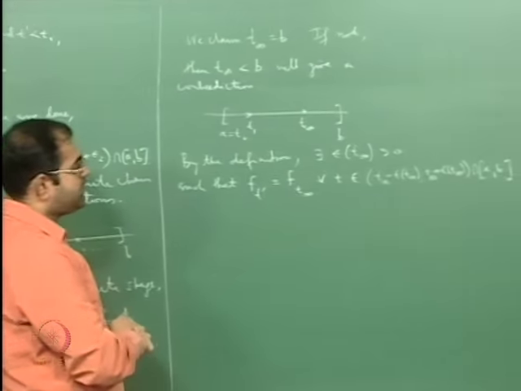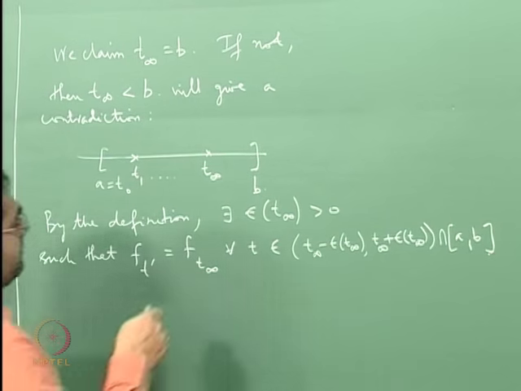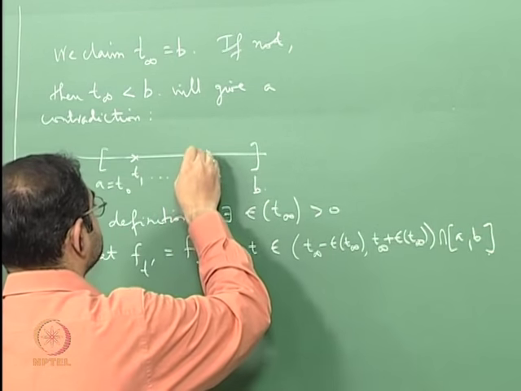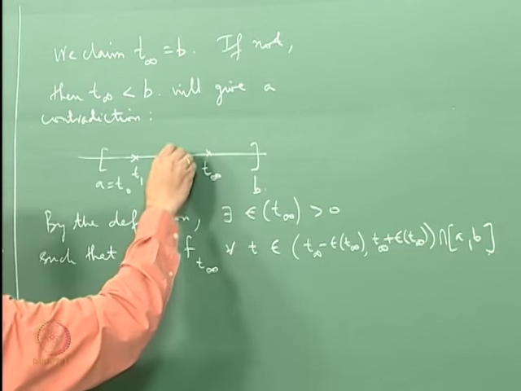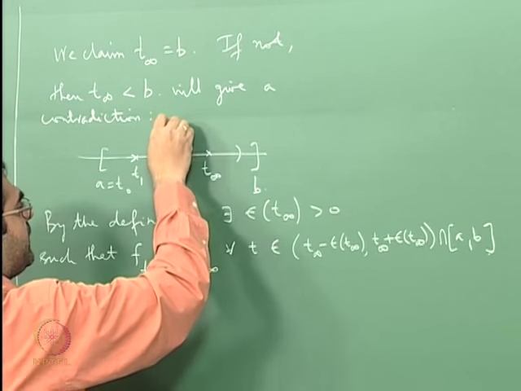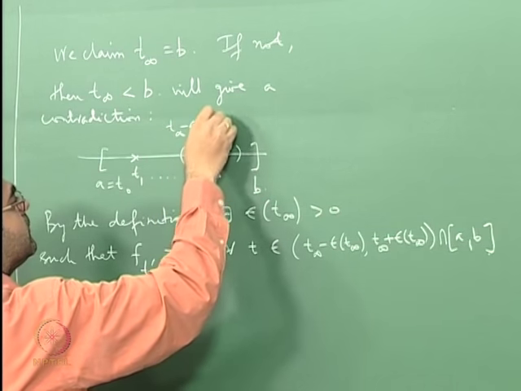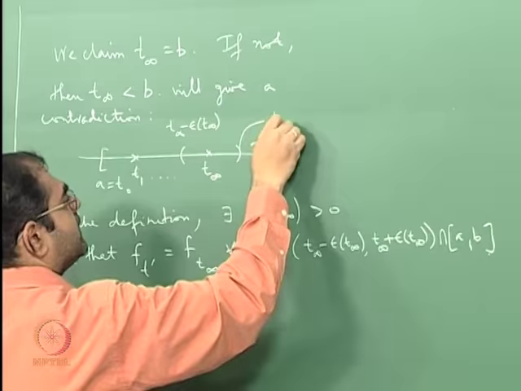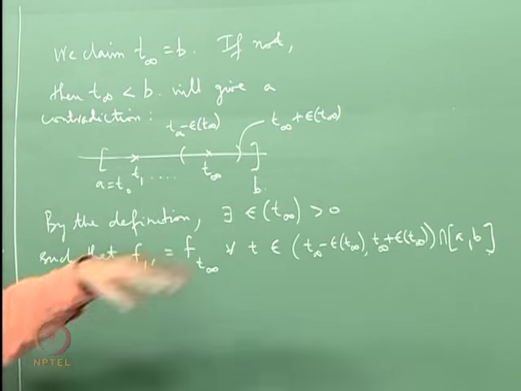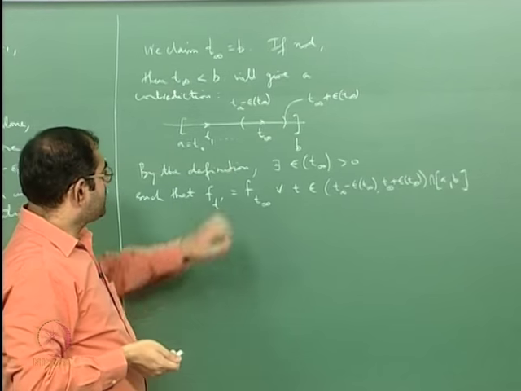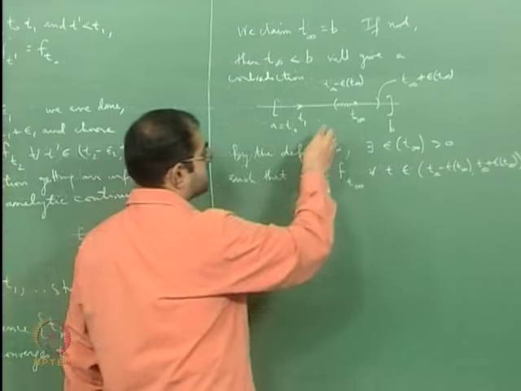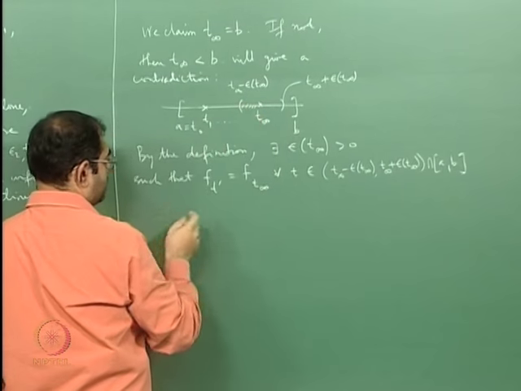Okay. And now this will give me a contradiction, because you see, if you choose a, so you know, I get this neighborhood like this, and this left hand point is T infinity minus epsilon of T infinity, the right hand point is T infinity plus epsilon of T infinity. Of course, I am not worried about the right hand point, it could go beyond B also. Okay. So I am not worried about that, but what is important for me is the points before T infinity. So if you choose a point T prime there, then you will be in trouble.